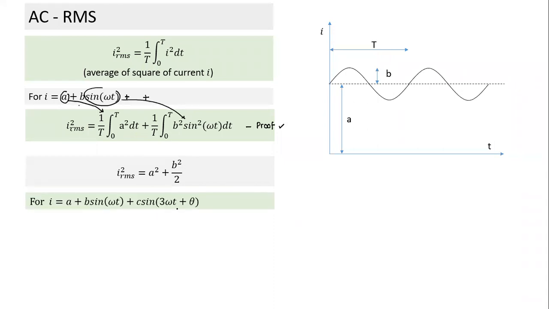Now, if the function is something more complicated, like this, it becomes a little difficult to prove. But extending the same logic, we can find I_RMS square. I_RMS square will be equal to the average of the square of this, which will be a square. Separately, we are not squaring the whole term. We are taking the average of the square of each term separately. For this term, the average of the square value is b square by 2, and the third one will be equal to c square by 2.